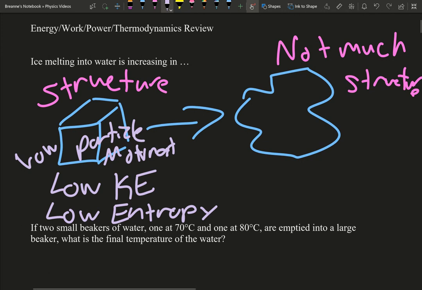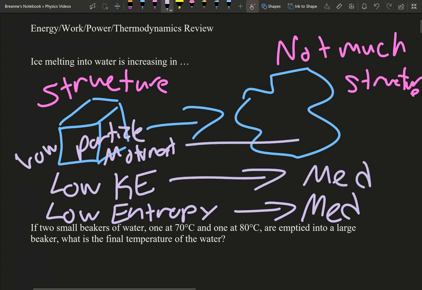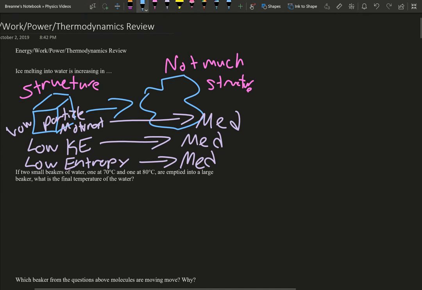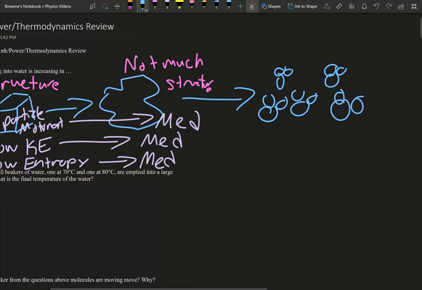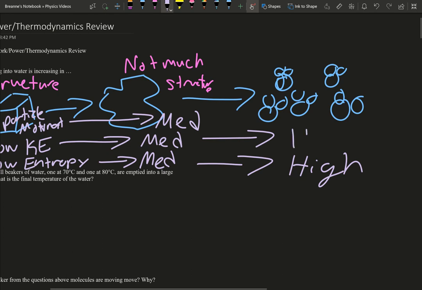But as ice melts, you're increasing that entropy. So your entropy pretty much goes to medium. Your kinetic energy goes to medium. Your particle movement goes to medium. And if we even take it a step further and have the water go into gas, it increases even more. Your entropy goes to high. Your kinetic energy goes to high. Your particle movement goes to high.